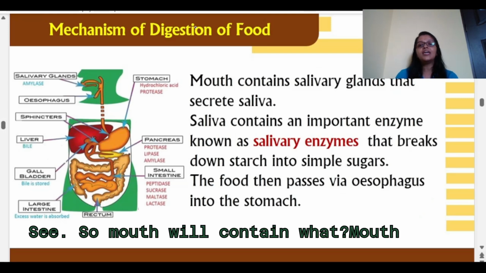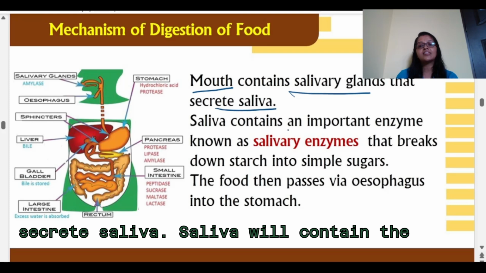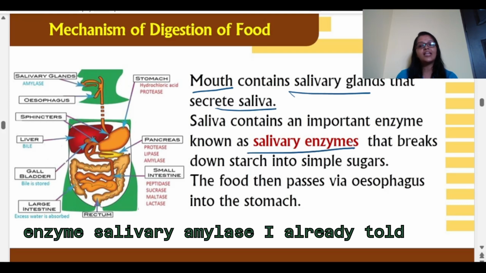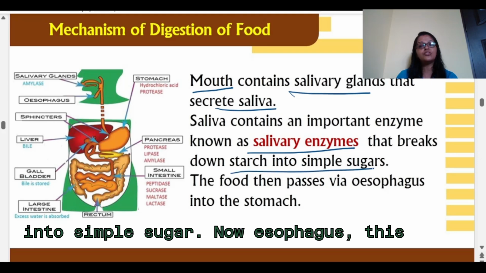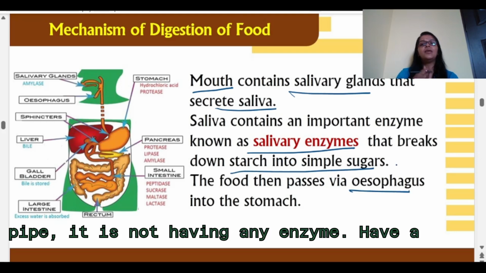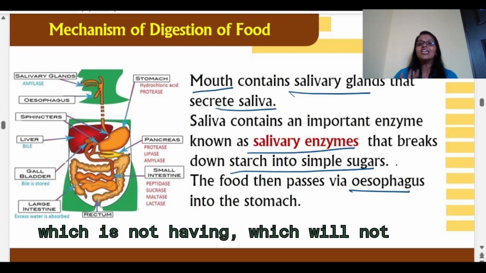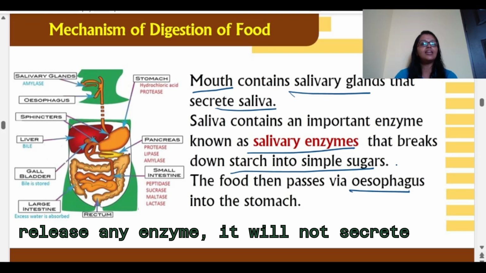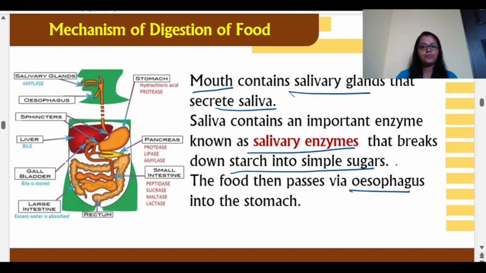See, so the mouth will contain what? Mouth will contain salivary glands which secrete saliva. Saliva will contain the enzyme salivary amylase, I already told you, which helps in converting starch into simple sugar. Now esophagus, this pipe, is not having any enzyme. Have a note of it, okay? Esophagus is the part which will not secrete any juice and will not release any enzyme. It is the only part like that.